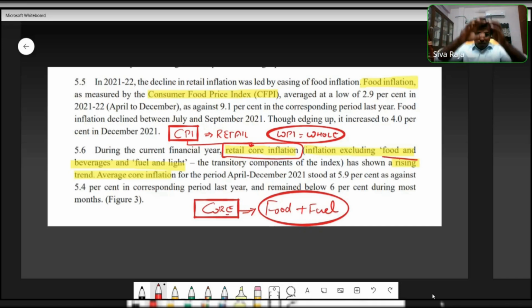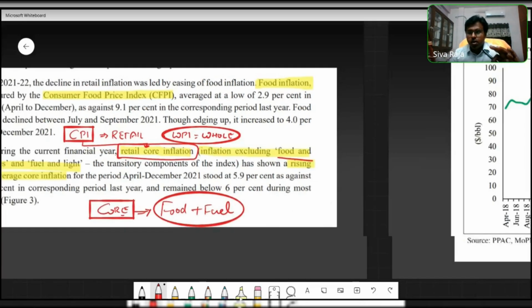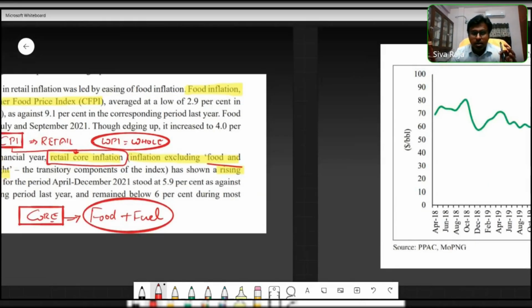So one full component is there, that is the consumer price index. But in that, retail core inflation is there, where you have to minus food and fuel. This definition, please look at it. Why I said all this is that, see, look at this point.